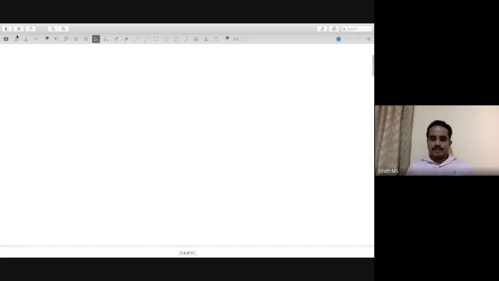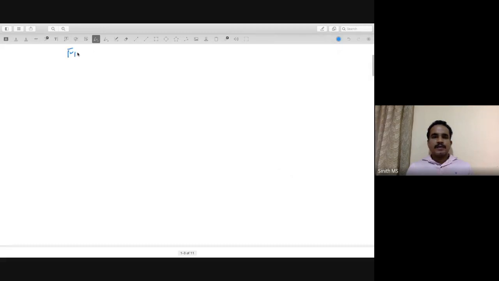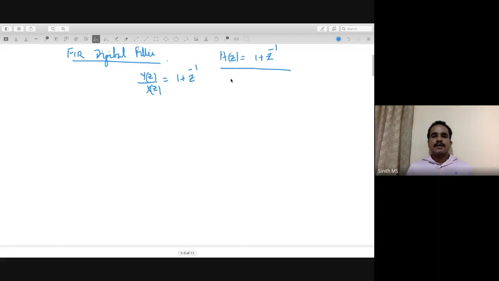So let's start with our FIR digital filter. For example, if you take Hz equal to say 1 plus z inverse, which is the first order low pass filter, as we have seen, how will you implement this? This is basically Y(z) by X(z), 1 plus z inverse. That is Y(z) is X(z) plus z inverse into X(z). And if you take inverse z transform, this is basically y[n] equal to x[n] plus x[n minus 1].